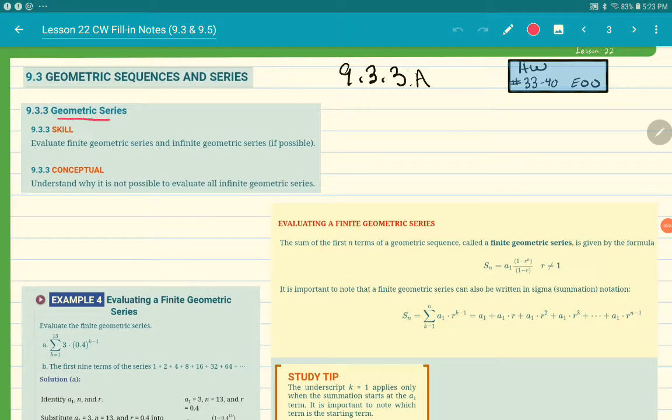9.3.3, we're looking at a geometric series, which, if you remember right, is the sum of the terms in a sequence. So we can have an infinite series or a finite series, and we can always find the sum of a finite series, and an infinite one sometimes, sometimes not. So we find that if possible.